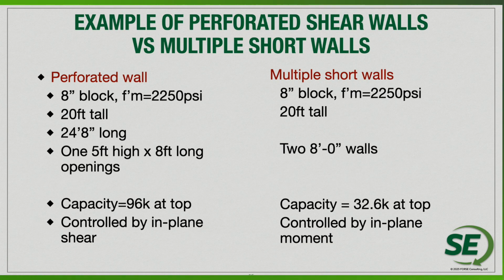So looking at the overall analysis, if we looked at a couple short walls on each side of the opening, so two 8-foot walls, as opposed to the two 8-foot walls plus the wall connected in between. If I just look at the overall capacity in a perforated shear wall versus two individual walls, you can see in this example I had about 3 times the overall capacity of the multiple short walls. So using perforated shear walls is definitely going to give us a lot more capacity.